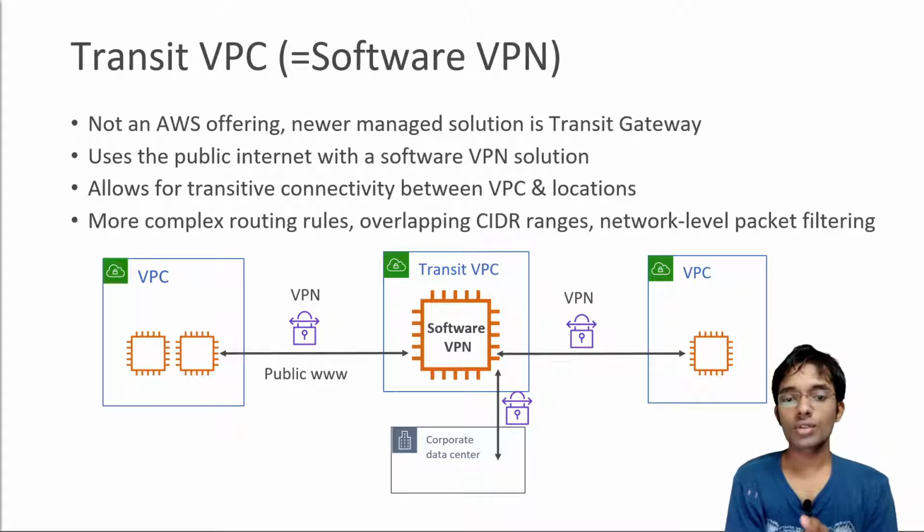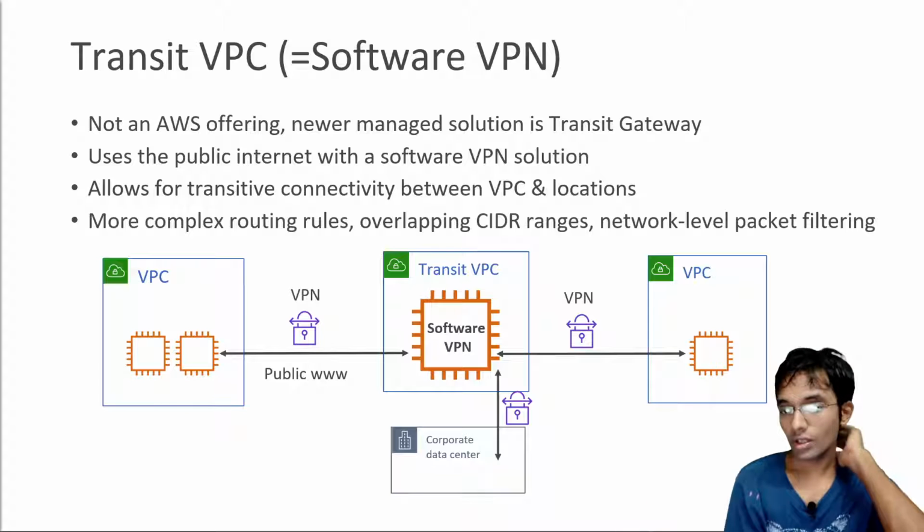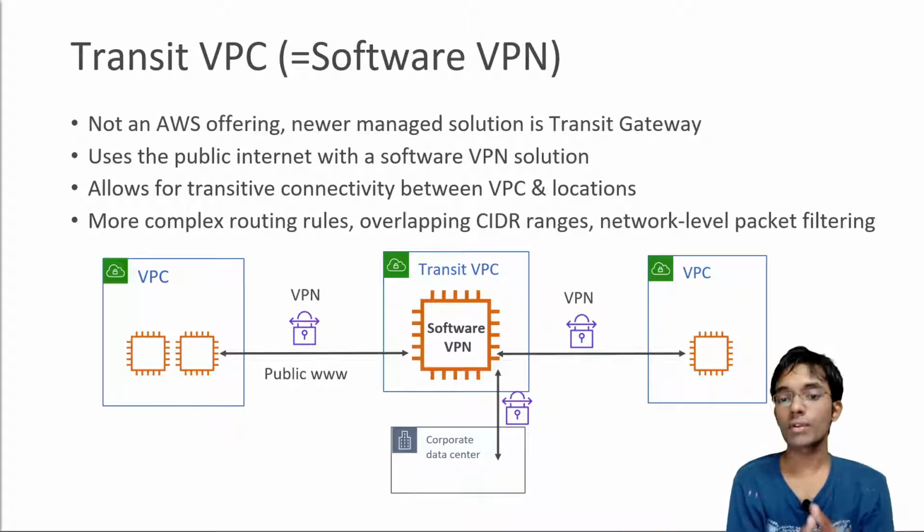So here we are going to discuss the transit VPC and transit gateway. In the earlier lecture, we had a problem of having a central VPC to allow internet connectivity. So how would we solve that? One answer is to use a transit VPC.